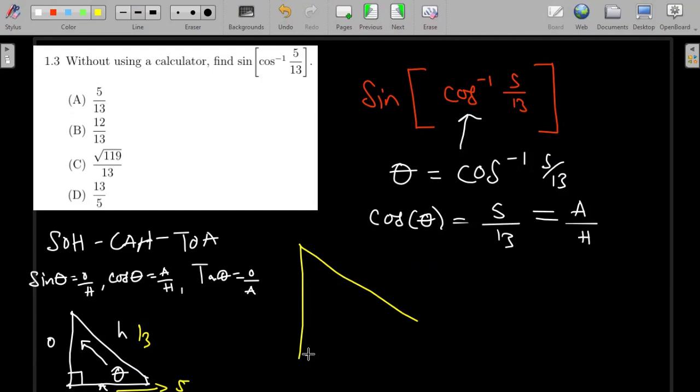Let me draw it here. We have your theta, right-angled, 13, and then here we have 5, and this one is the opposite. We don't have the opposite there, so we need to find it using Pythagoras' theorem.